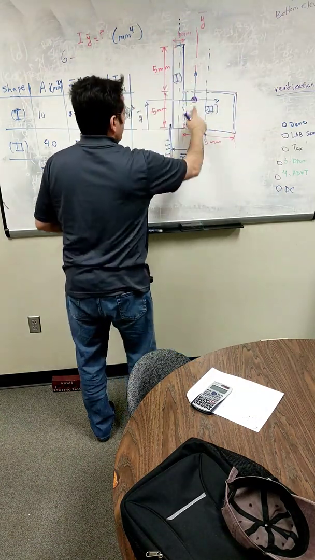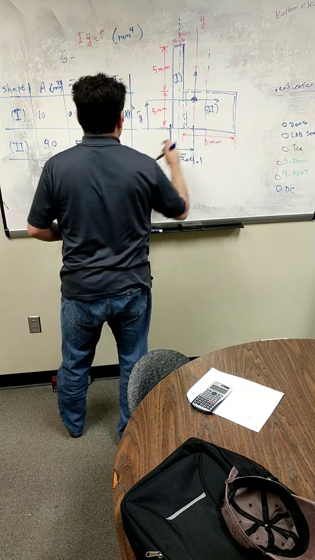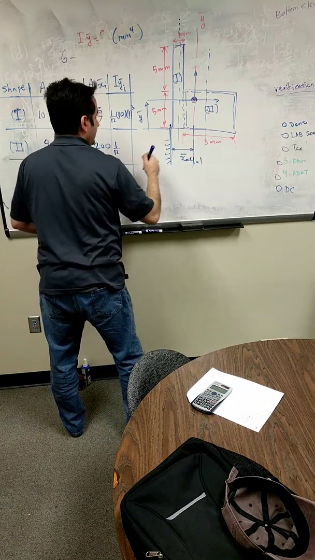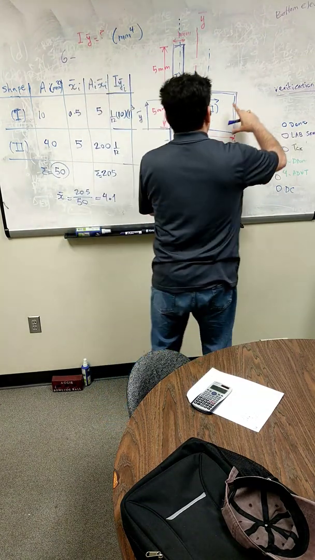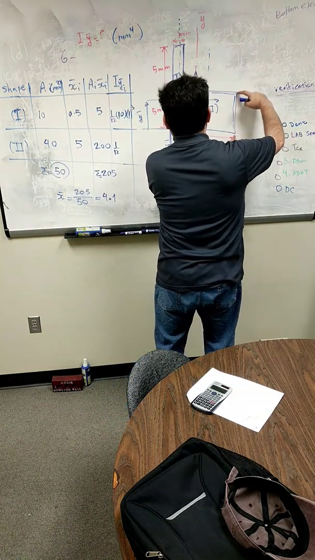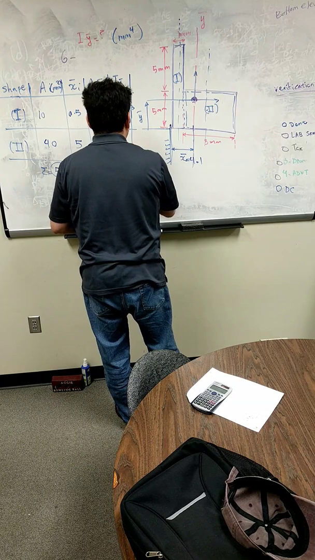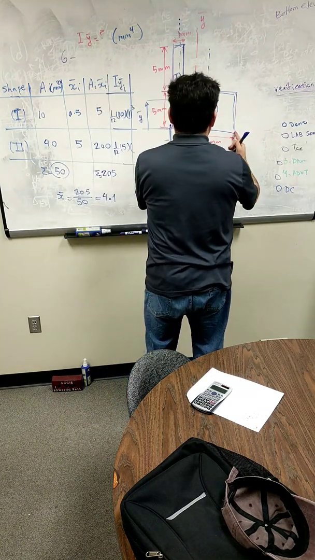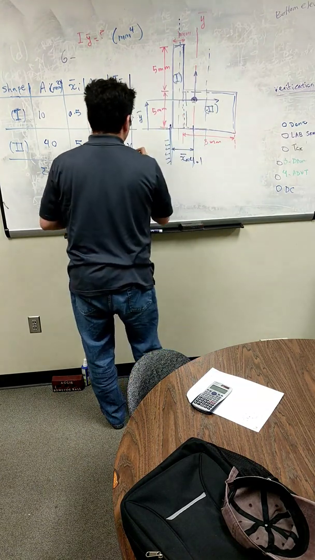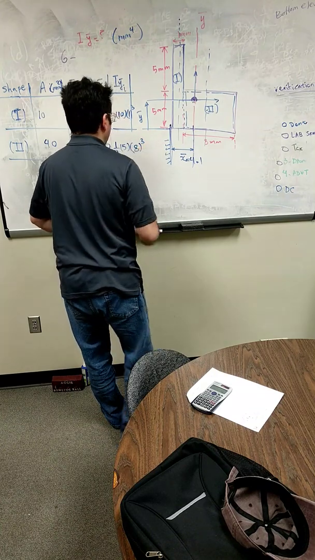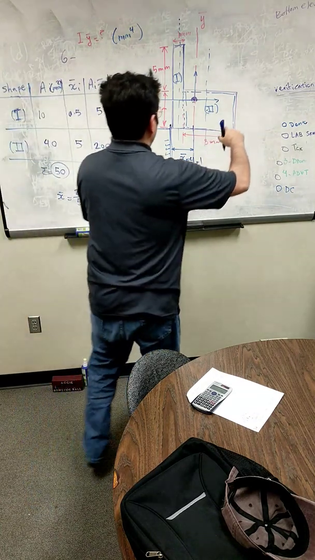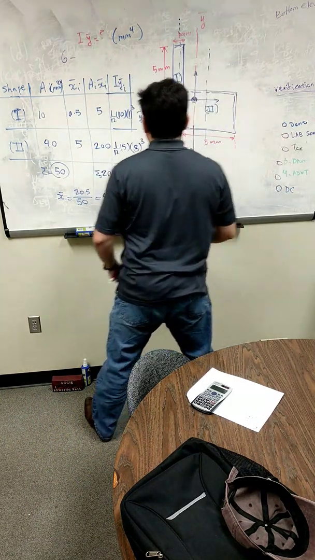Now you go to this shape, then you have 1/12, again, we are doing this, right? 1/12 times from here to here, which is 5, times from here to here, which is 8, to the 3rd. Right? 1/12, 5, 8 cubed.